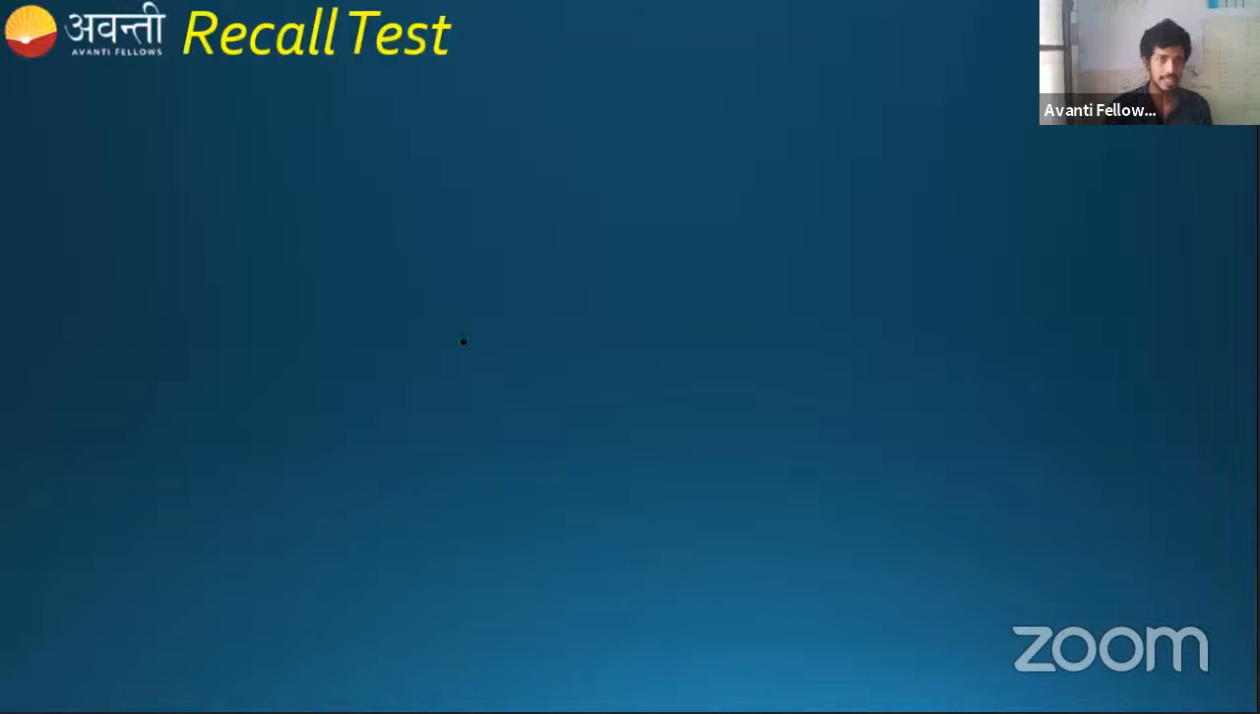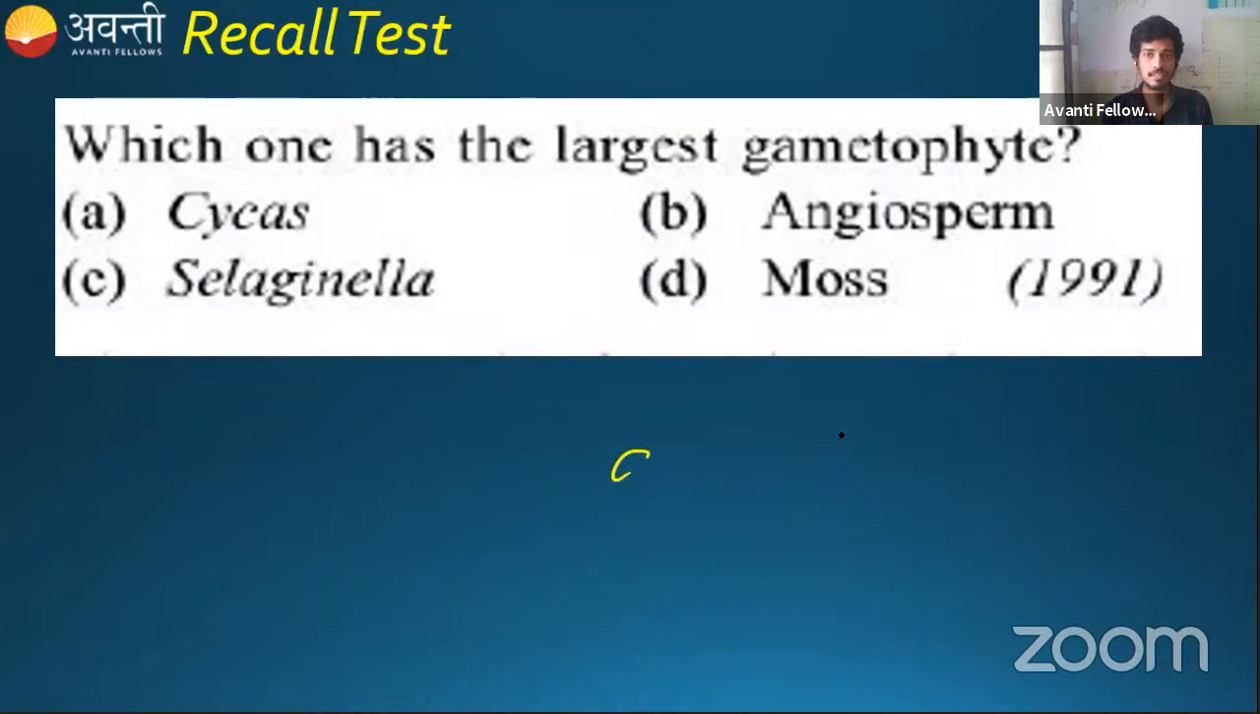The first recall test came. Okay. So first question of this class. The question is easy. You have to read it properly. What is the question? Which has the largest gametophyte? They are asking about the largest gametophyte.